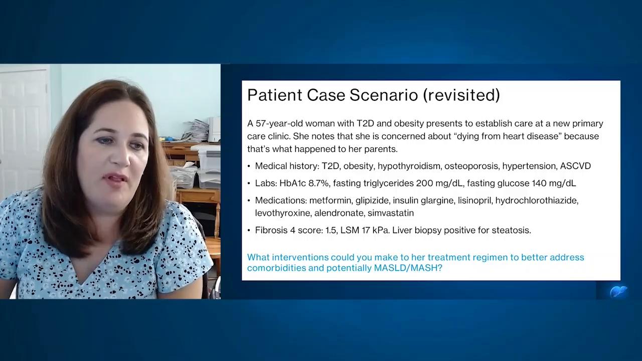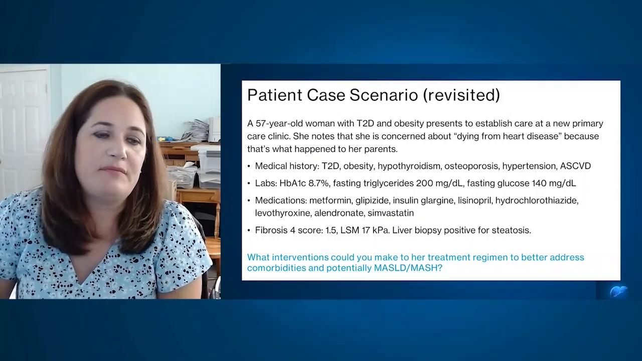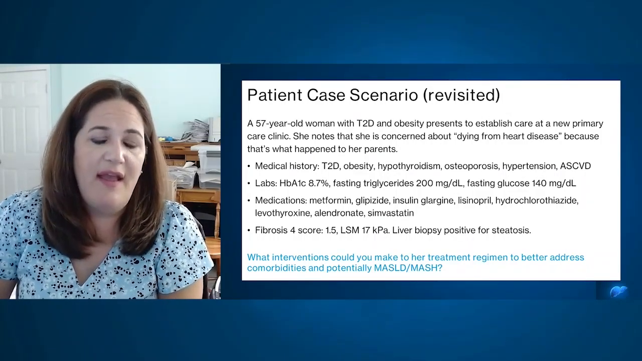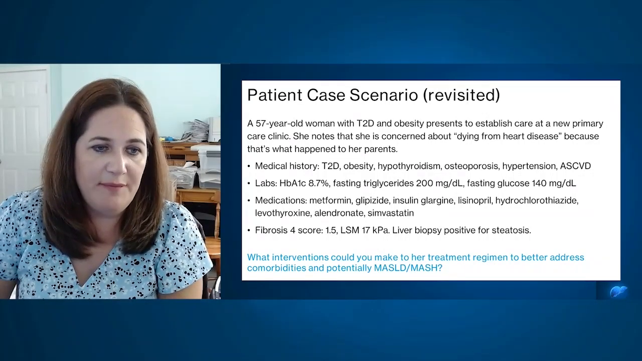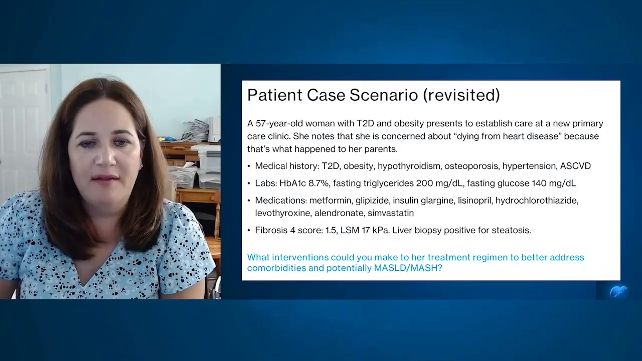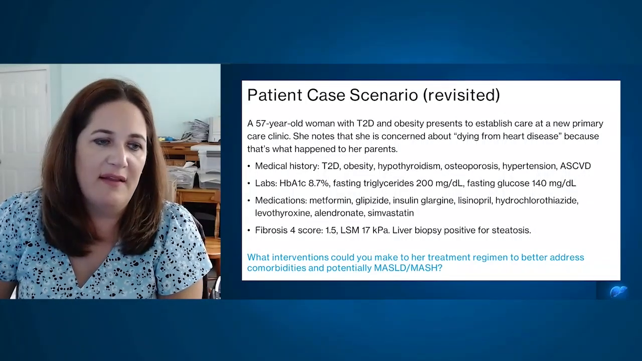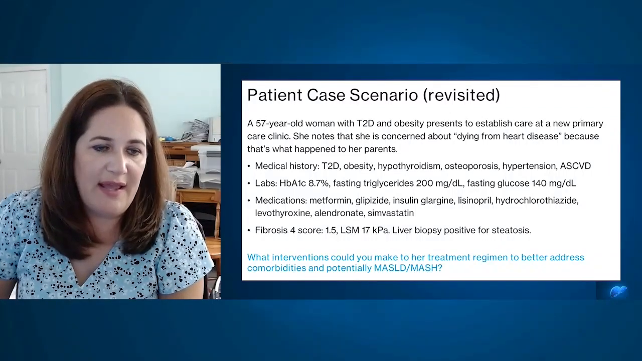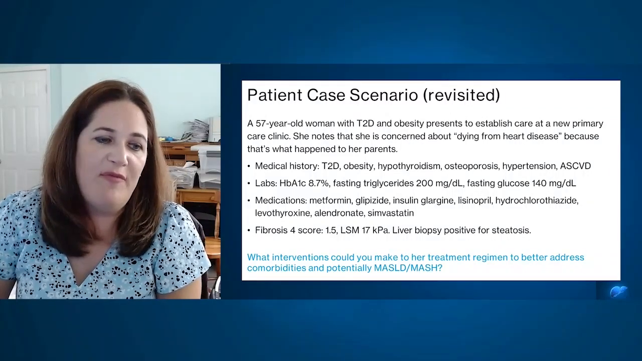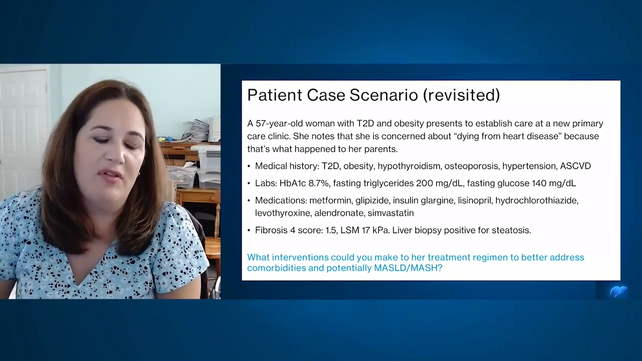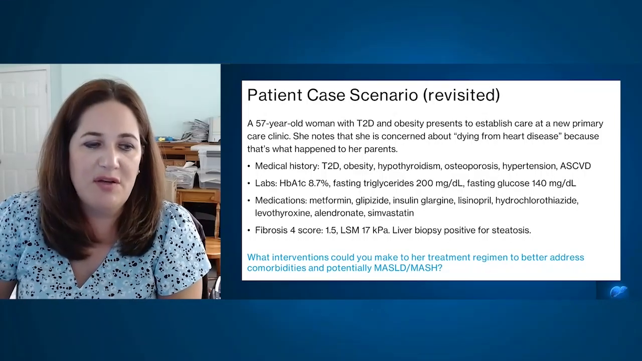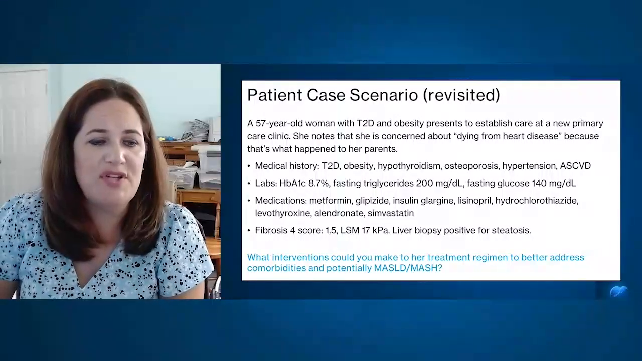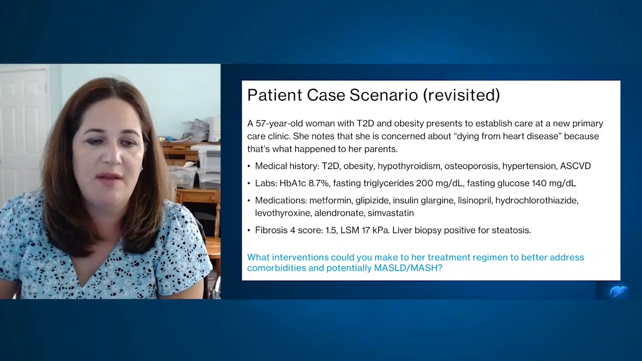Her labs include a hemoglobin A1C of 8.7, fasting triglycerides of 200, fasting glucose of 140. Her medications are metformin, glipizide, insulin, lisinopril, hydrochlorothiazide, levothyroxine, alendronate, and simvastatin. Her FIB-4 score is 1.5. Her liver stiffness measurement is 17 kPa, and her liver biopsy is positive for steatosis. So what interventions could you make to her treatment regimen to better address comorbidities and potentially MASH and MASLD?